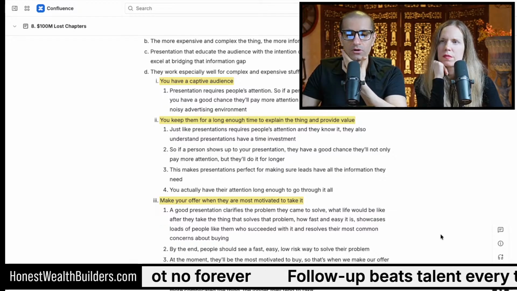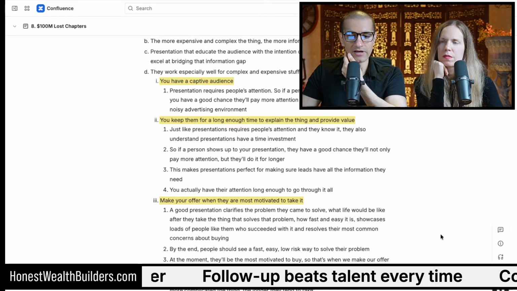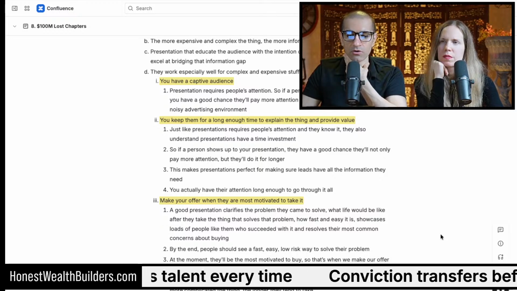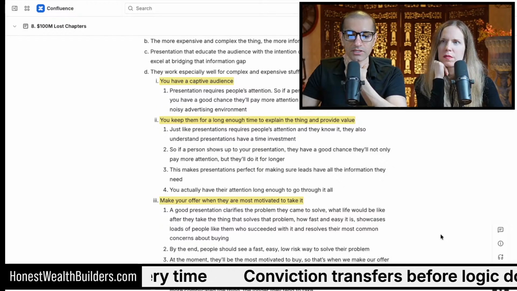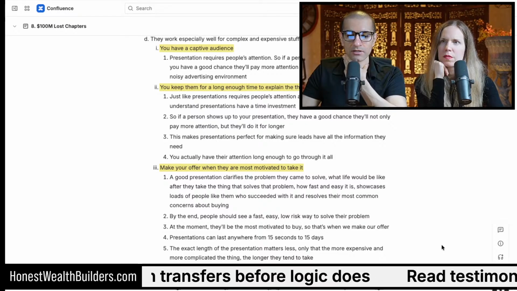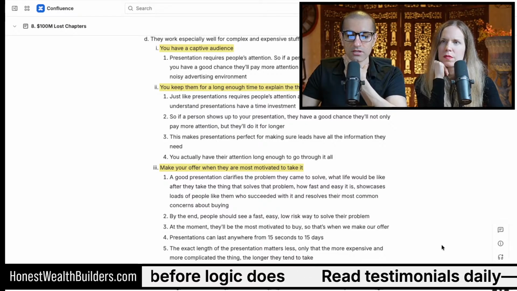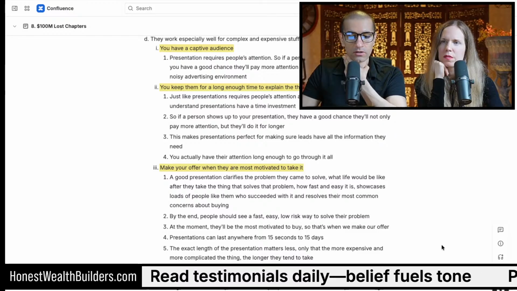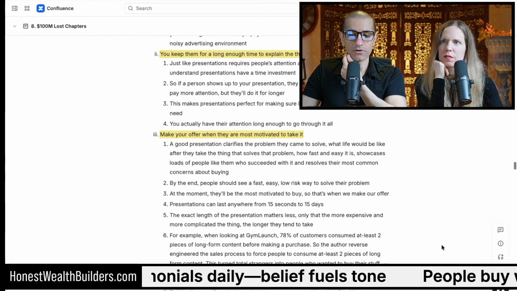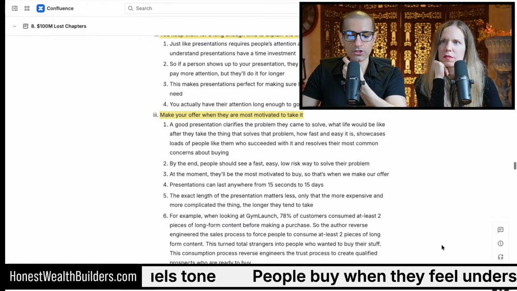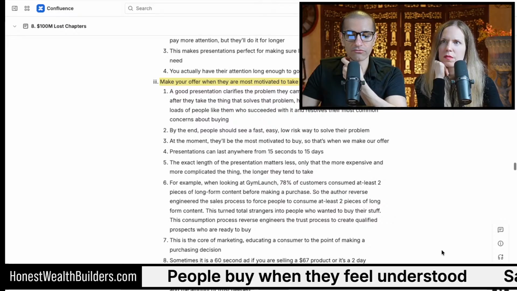You keep them for a long time to explain the thing and provide value. Just like presentations require people's attention and they know it, they also understand presentations have a time investment. So if a person shows up to your presentation, they have a good chance they will not only pay more attention, but they'll do it for longer. This makes presentations perfect for making sure leads have all the information they need. You actually have their attention long enough to go through it all.